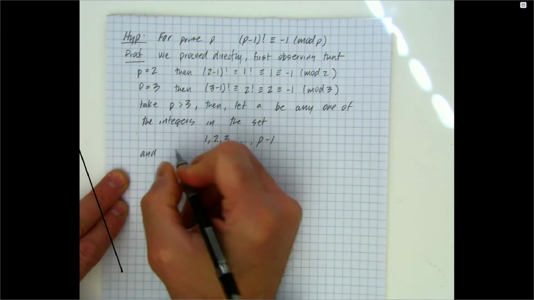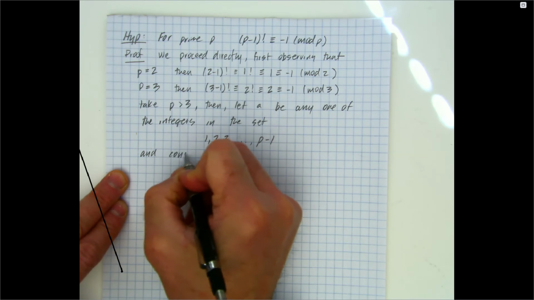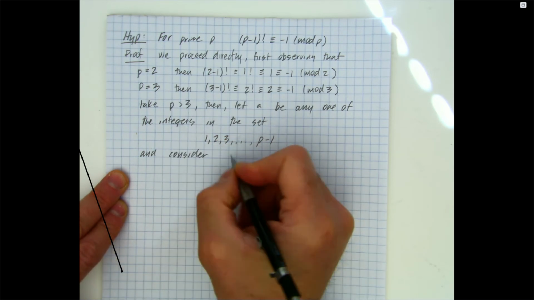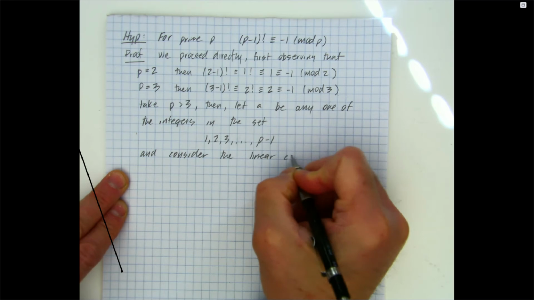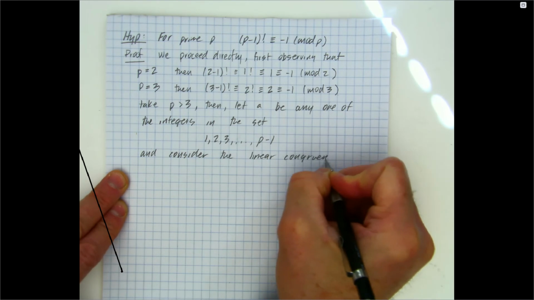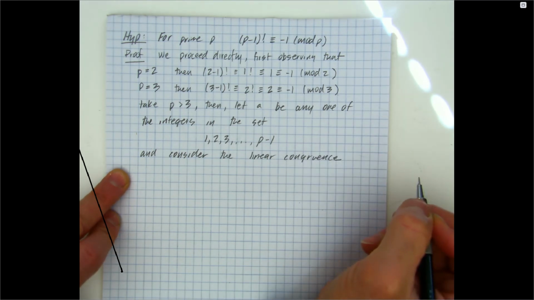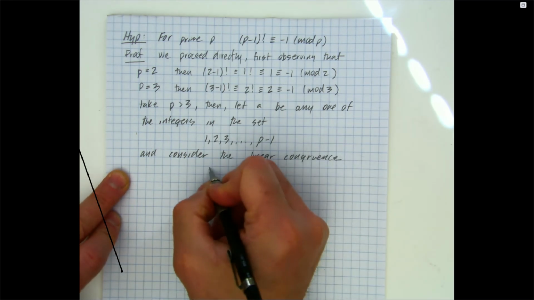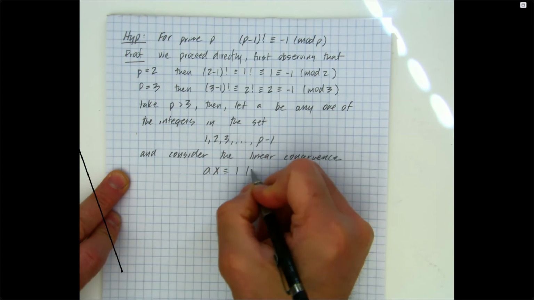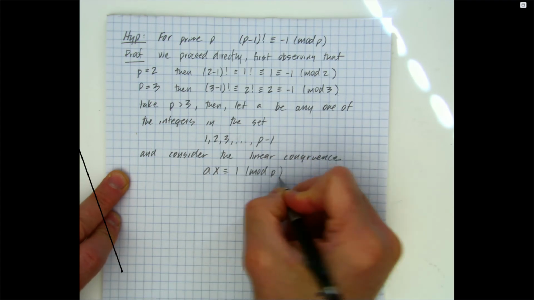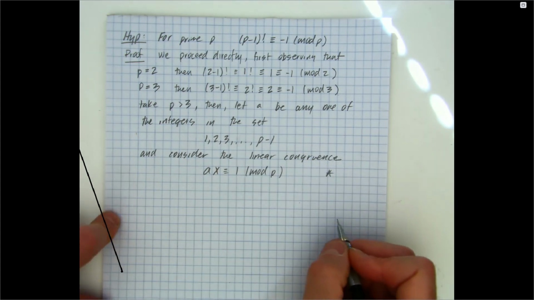And what we're going to look at is the linear congruence. We're going to look at the linear congruence a times some x congruent to 1 mod p. I'm going to put a little star by this because I'm going to be referencing it.